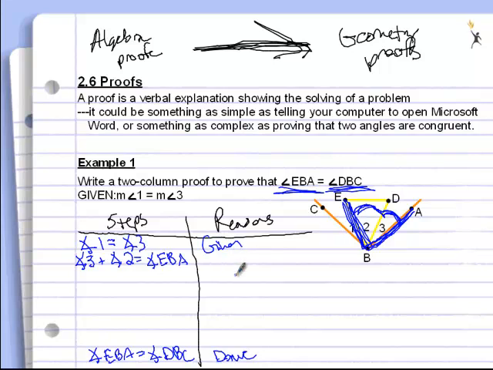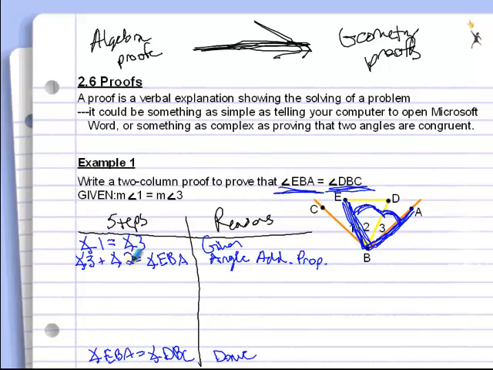And there's a geometric property that we learned in chapter 1 called the angle addition property that says if you add two small angles together, you'll get a bigger angle, like angle 2 plus angle 3 gives us angle EBA. Now what they told me at the very beginning of my problem was that angle 1 and angle 3 are congruent.